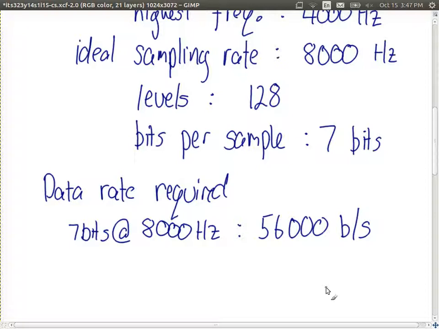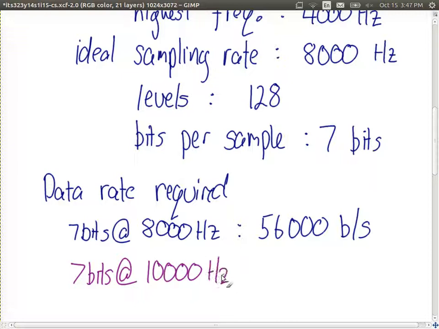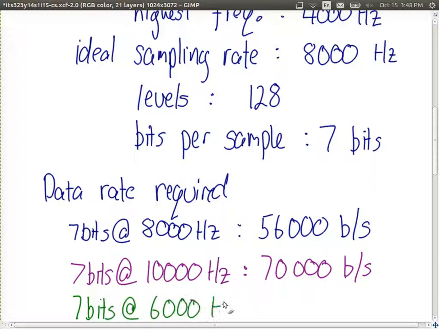What if we change the sampling rate? In another case, we didn't sample at 8,000, but used 7 bits, but did it at, let's say, 10,000 hertz. Then we'd get 70,000 bits per second. And maybe a third example, what if we stick with 7 bits and used a lower sampling rate of, say, 6,000 hertz? We'd get 42,000 bits per second. Just 3 different examples. The ideal sampling rate, plus one that's higher, and one that's lower. And for each of them, the data rate required.